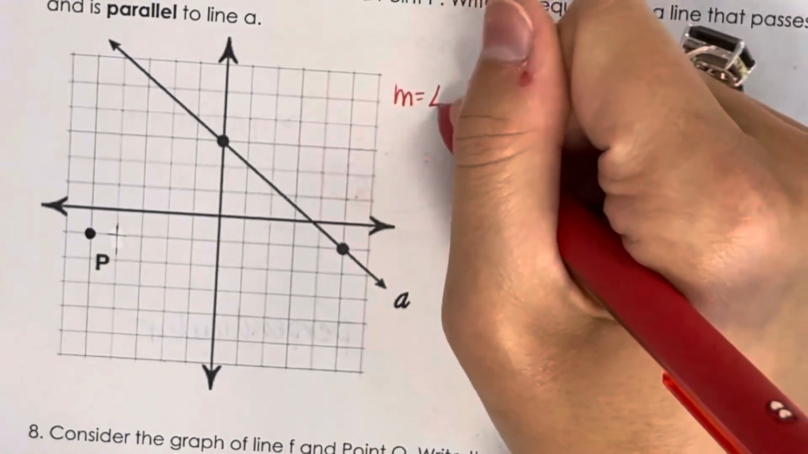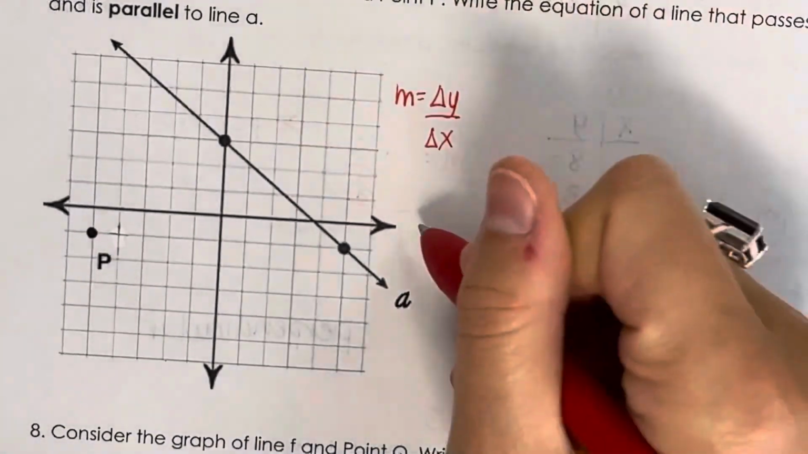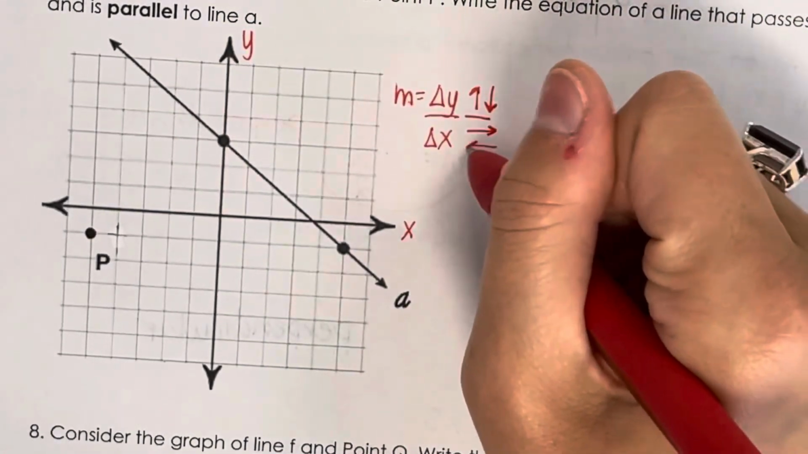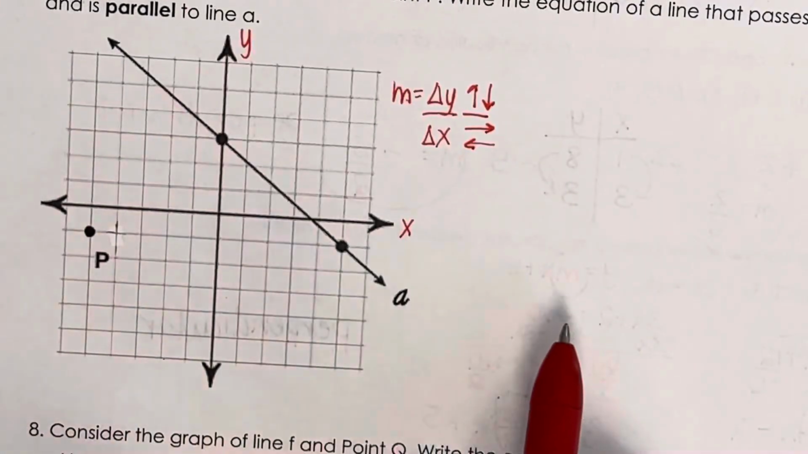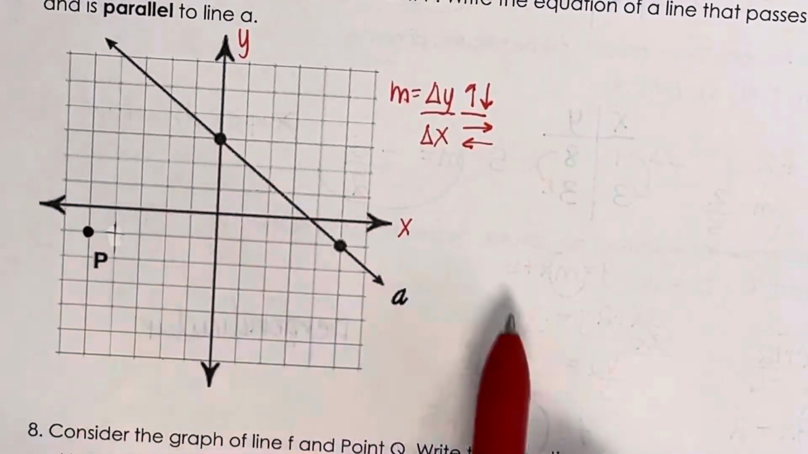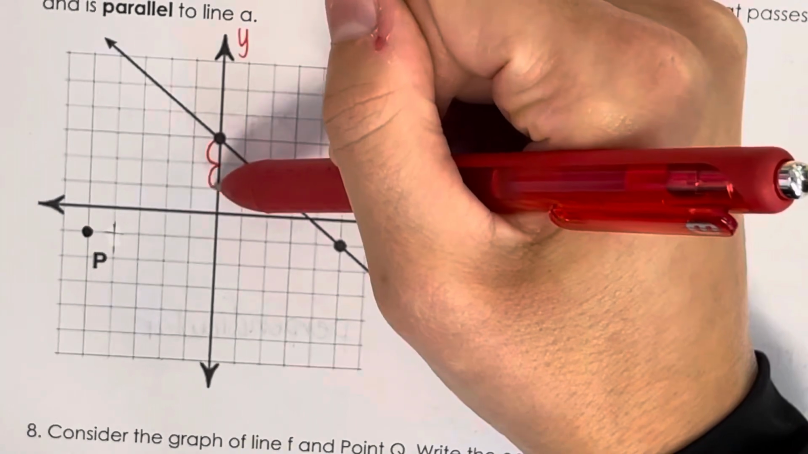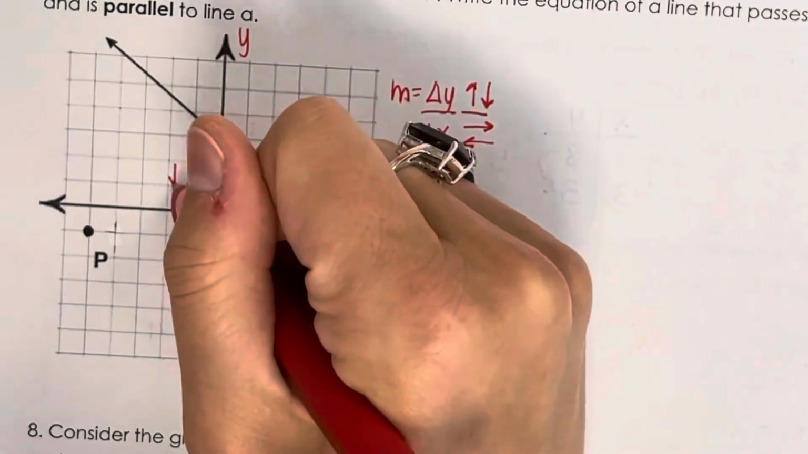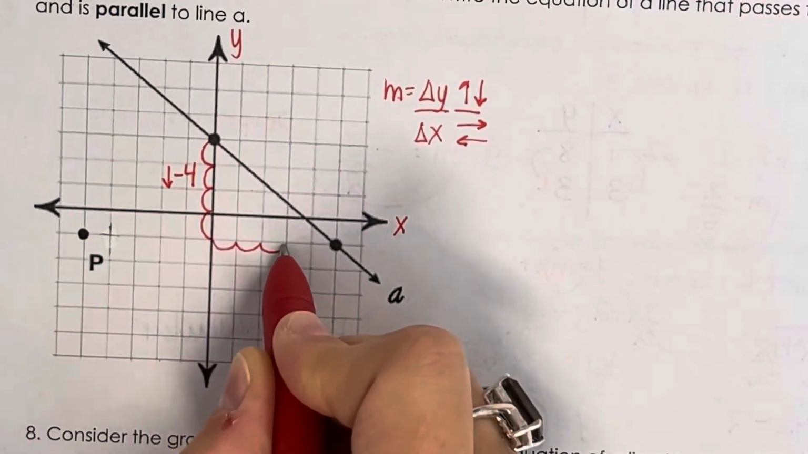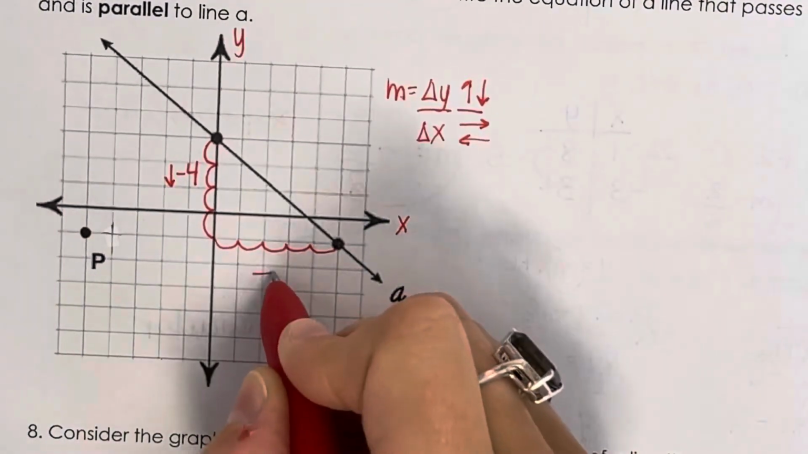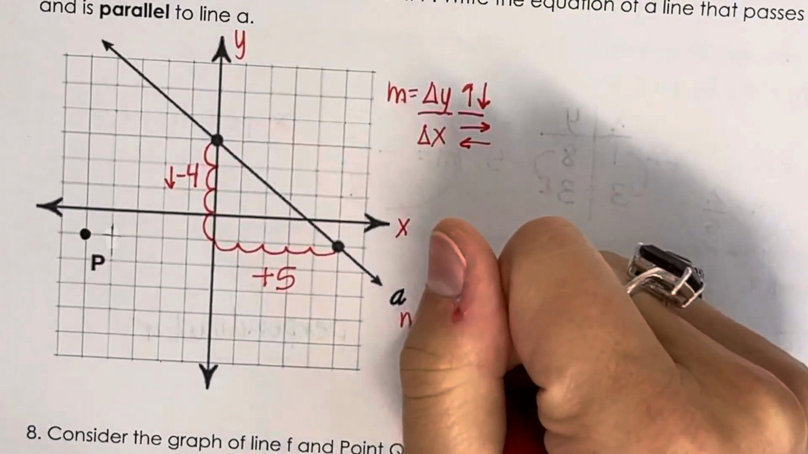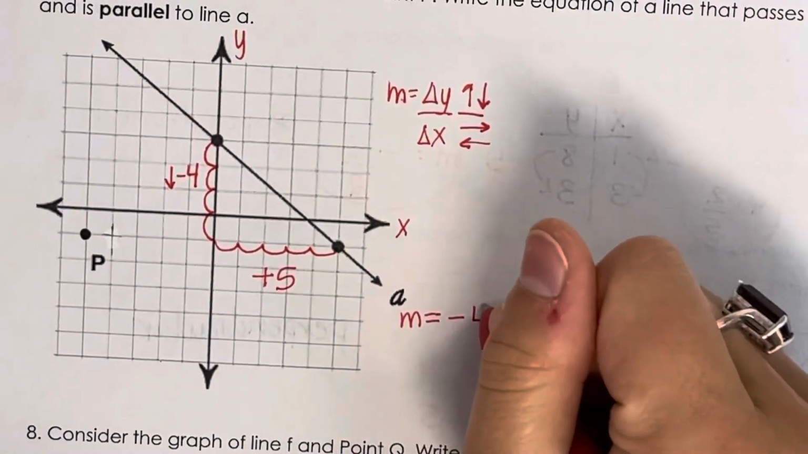Remember, the slope is change of y over change of x. It's how much do you go up or down, and then how much do you go right or left. So if I'm going from left to right, like I'm reading a book, from this top point over here to the bottom point over here, I go down 1, 2, 3, 4. So that's minus 4, because I'm going down. And then I go to the right, 1, 2, 3, 4, 5. And since it's to the right, it's a positive 5. So my slope for this line is negative 4 over 5.